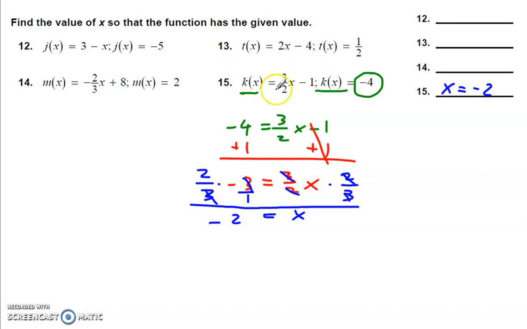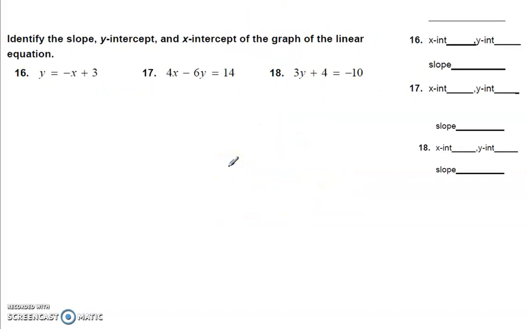The others work similarly. If you know k of x or t of x is this, you plug that in there and find x. Identify the slope and y-intercept. Remember, when there's no coefficient, there's a 1 there. So the slope in 16 is -1. The y-intercept is 3. The x-intercept, we have to make y 0 for the x-intercept.